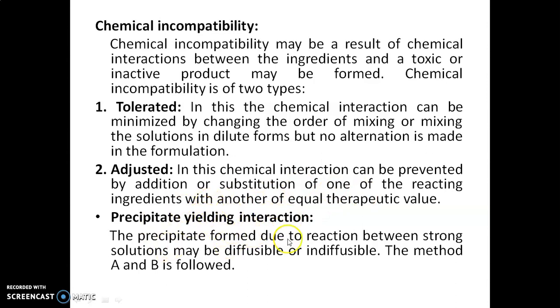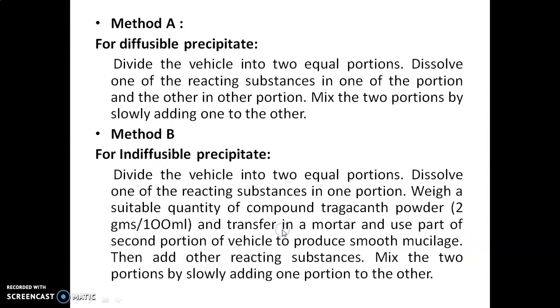The precipitate formed due to the reaction between strong solutions may be diffusible or indiffusible. Method A and B are followed. So let's discuss in detail method A and method B. Method A, which is for the diffusible precipitate: divide the vehicle into 2 equal portions. Dissolve one of the reacting substances in one portion and the other in the other portion. Mix the 2 portions by slowly adding one to the other.